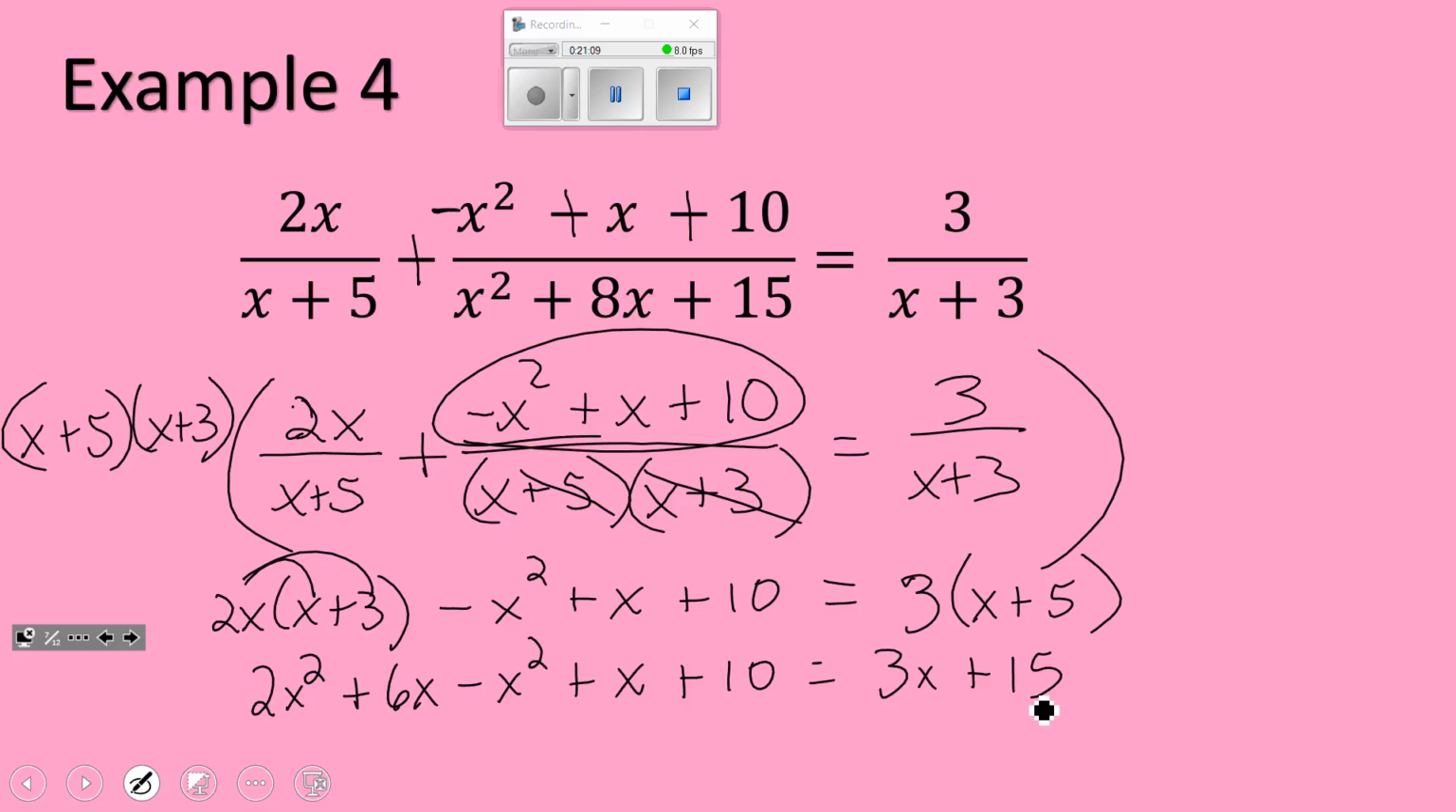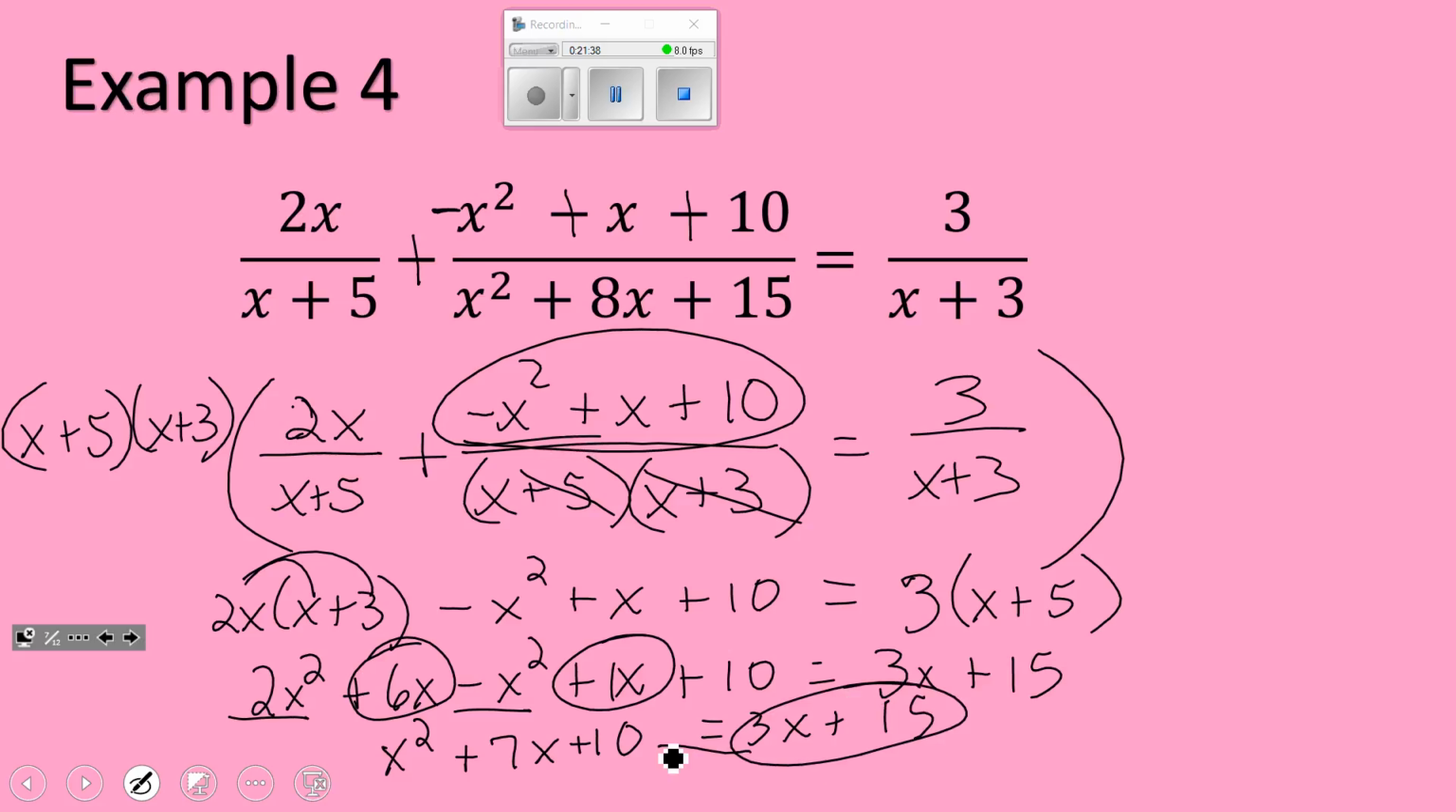So here's my question. Is it linear or is it quadratic? And if it's quadratic, we will have to combine like terms, set it equal to 0, and solve it. So I'm going to start by combining like terms. 2x squared and negative 1x squared makes 1x squared. Positive 6x and positive 1x makes 7x plus 10 equals 3x plus 15. I'm going to move all of this over, so I'm going to subtract 3x and subtract 15. Okay, so that's going to make x squared plus 4x minus 5 equals 0.